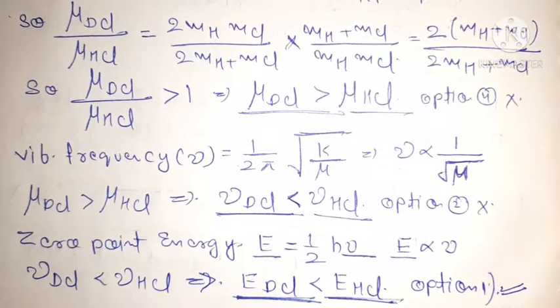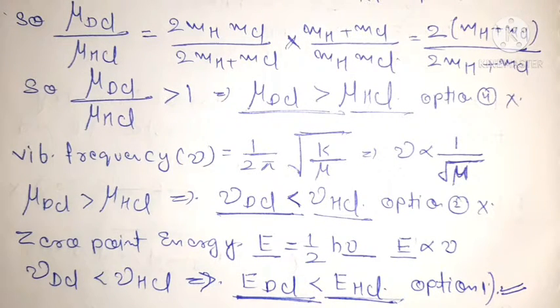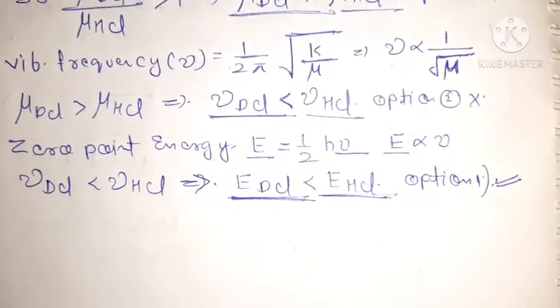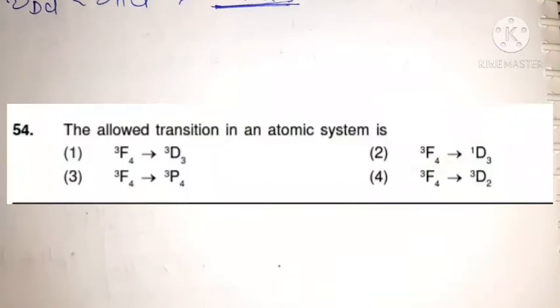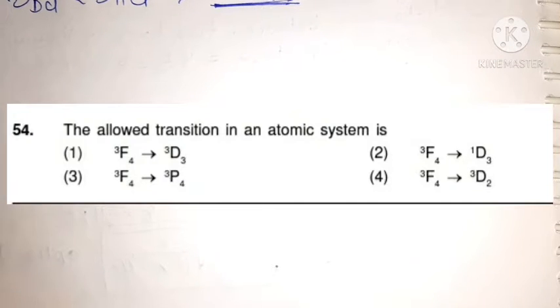This is generally a formula based question, friends, and a very simple question, and it is asked for 2 marks. Understand? Now we move towards our next question. It says the allowed transition in an atomic system is, and we have 4 options. Out of these options you must find out what transitions are allowed. This question is also coming for 2 marks. So let's do the solution of this question, friends.